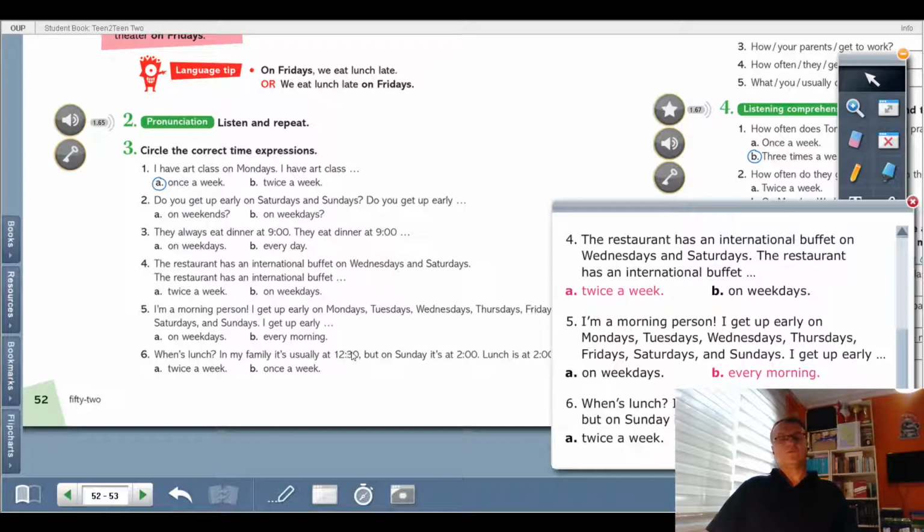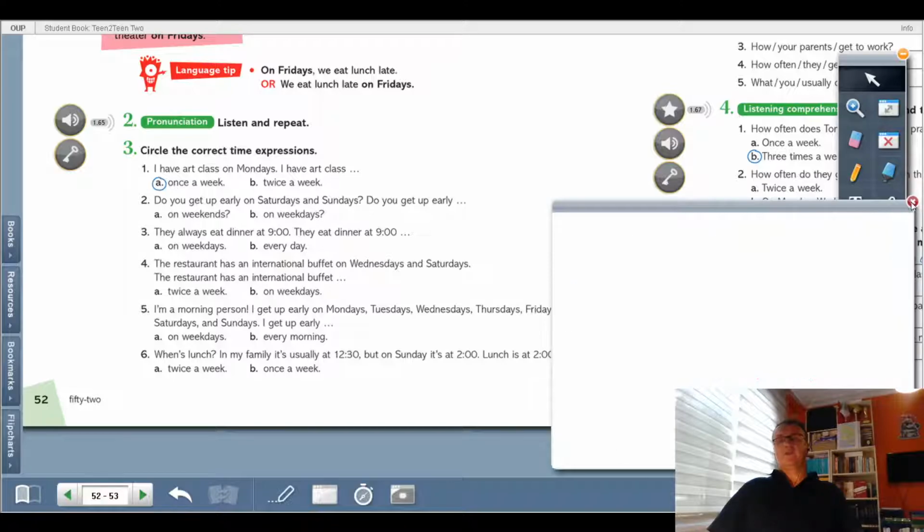Now, 6. When is lunch? In my family, it's usually at 12:30. The answer is here, usually. But on Sunday, it's at 2 o'clock. So that means once a week. Just once, on Sunday. Okay.